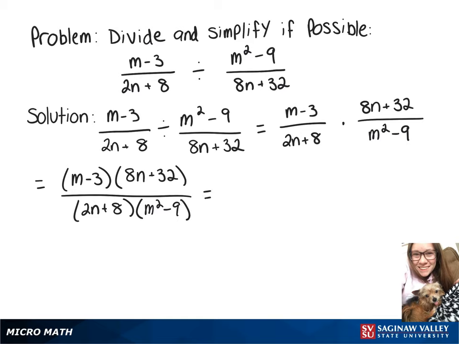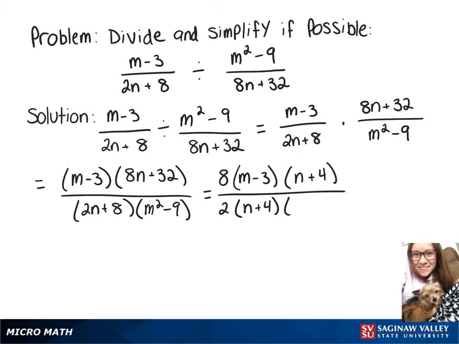On top, we're going to leave that m minus 3 alone for now. And then with our 8n plus 32, we can factor out an 8, which I'll bring out front. And that leaves n plus 4 in parentheses. On bottom with that 2n plus 8, we can factor out a 2, which leaves n plus 4. And then m squared minus 9 is a difference of squares, so that will factor into m plus 3 times m minus 3.